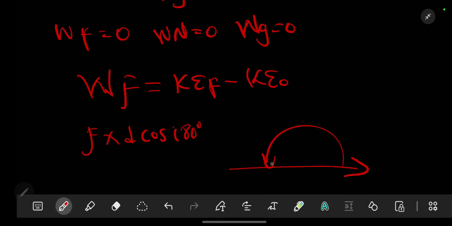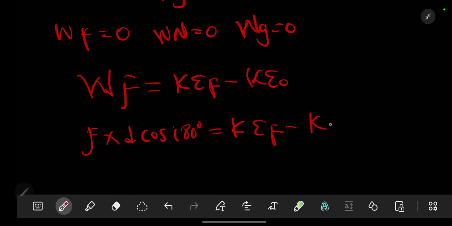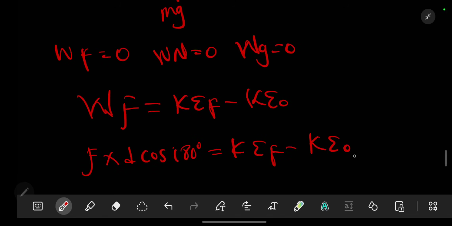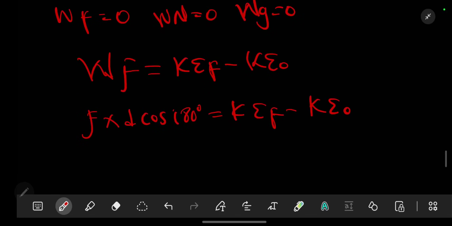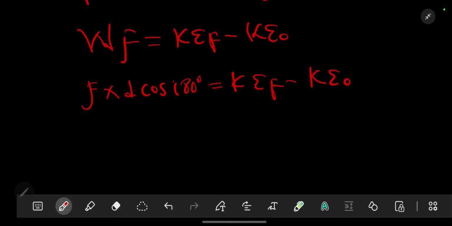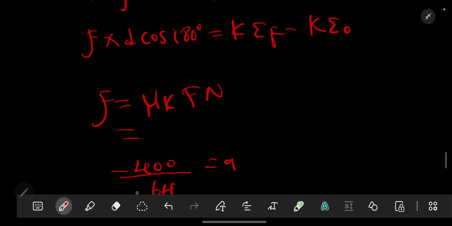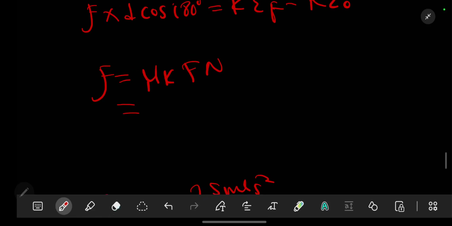If it's moving in this direction, friction will be applied in the other direction, and the angle between them is 180 degrees. So this should be equal to kinetic energy final minus kinetic energy initial. With that said, we need to know what this frictional force is equal to. Remember, frictional force is equal to the coefficient of kinetic friction times the normal force.